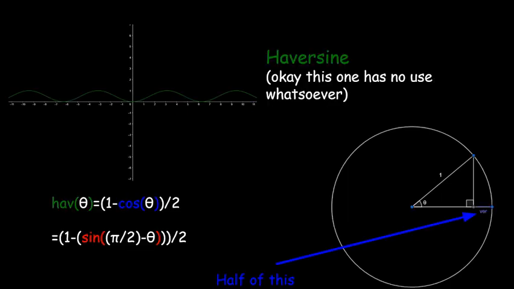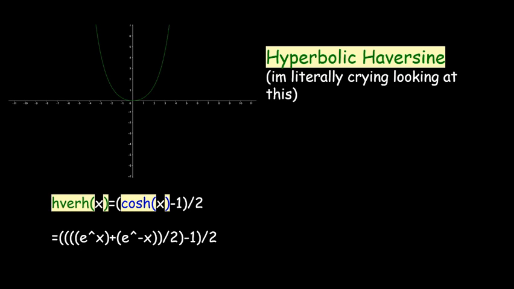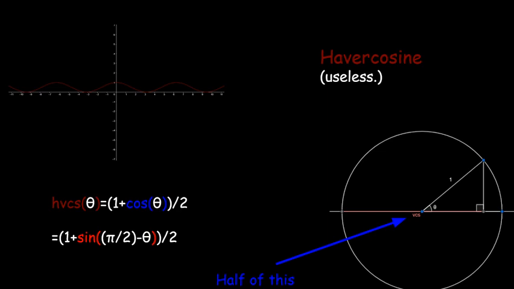Yeah. Next we have the haversine, which is the length of the versine, but half of that. 1 minus cosine over 2, blah blah blah, more sine. Hyperbolic haversine, hyperbolic cosine minus 1 over 2. The havercosine, the length of this segment divided by 2. Yeah, not much to say here.